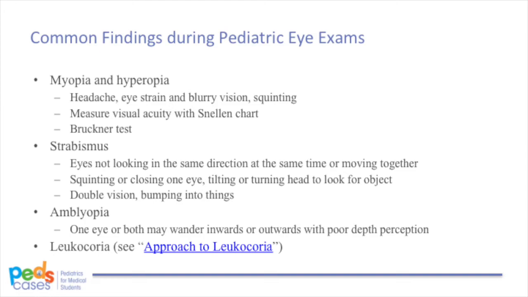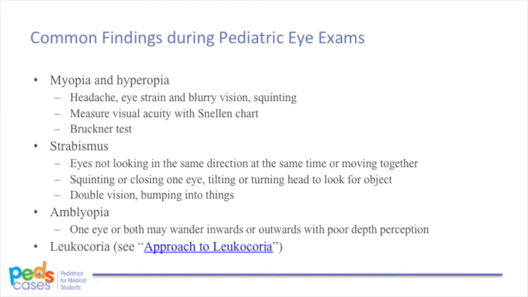The caregiver may notice squinting. The fast and easy way is to measure the visual acuity with a Snellen chart. When a child cannot read the chart, one quick method to determine if they are myopic or hyperopic is to perform the Bruckner Test that was mentioned earlier.